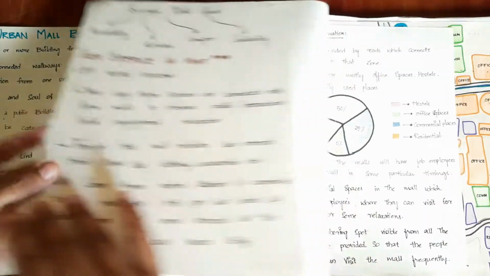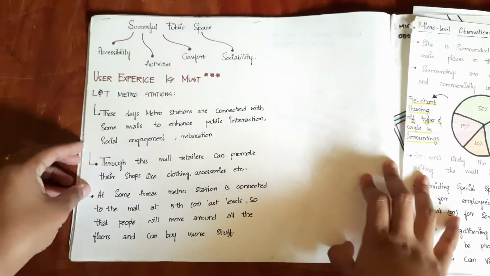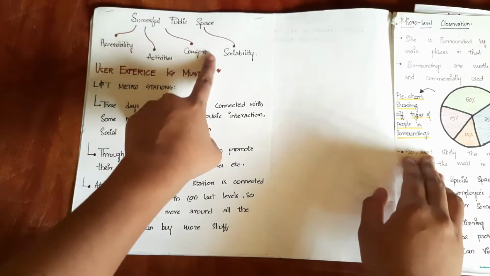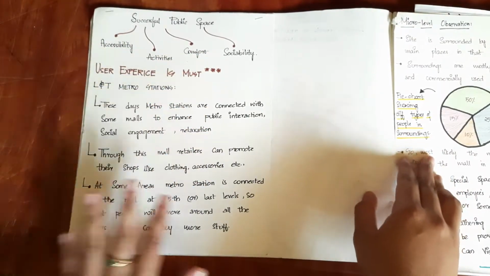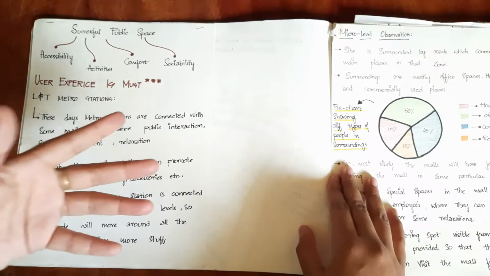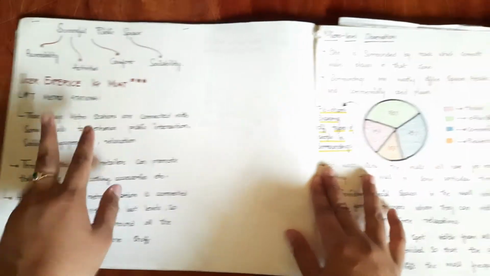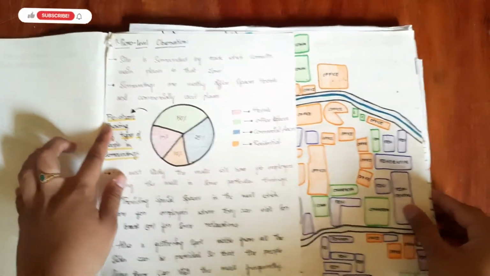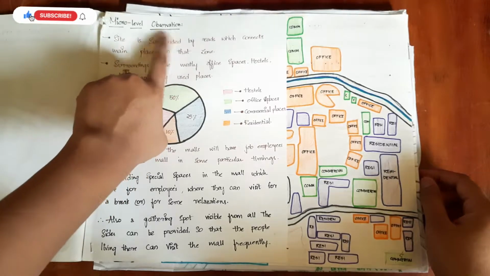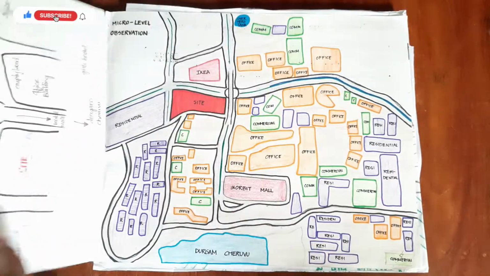So moving on, I've also mentioned some important points, which is user experience as a key thing for my project, because as we are dealing with a mall and cultural center, I think it's a must. Then I've started working on my micro level observation, which is, in simple words, context analysis.